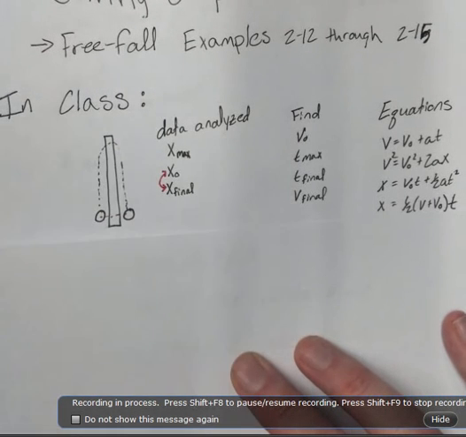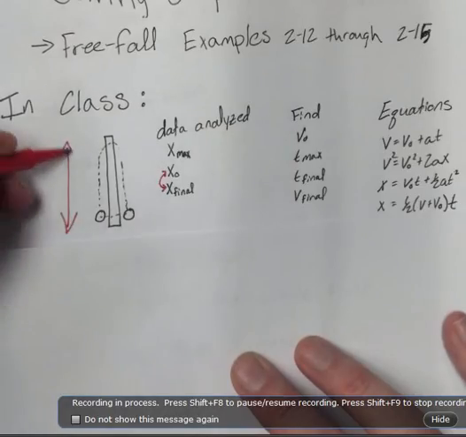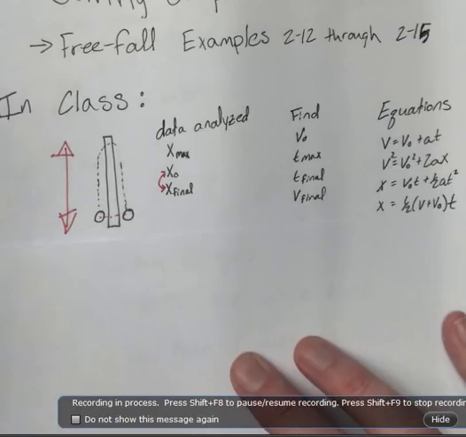You're going to notice that I maintained my values in the x direction, even though this is a vertical situation involving free fall. That's okay. If you want, you can choose to change all of your x values into y values.